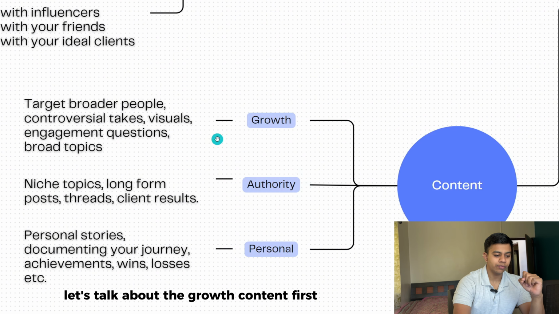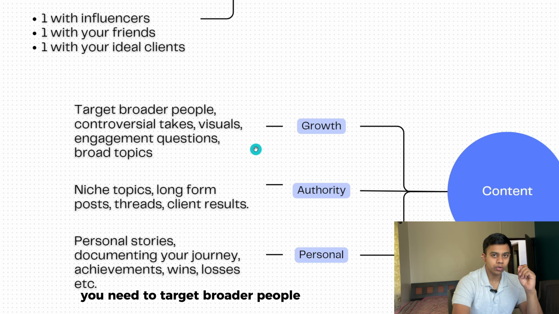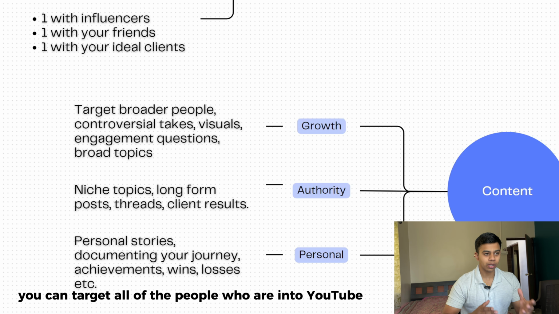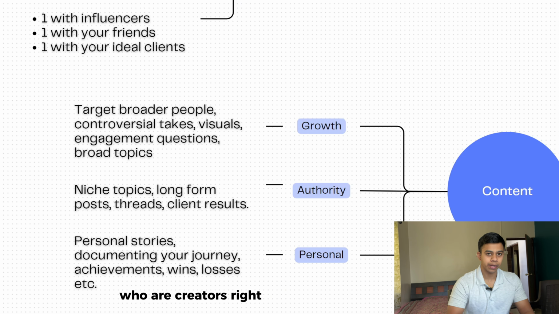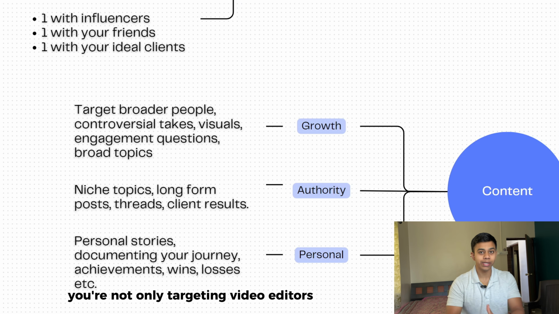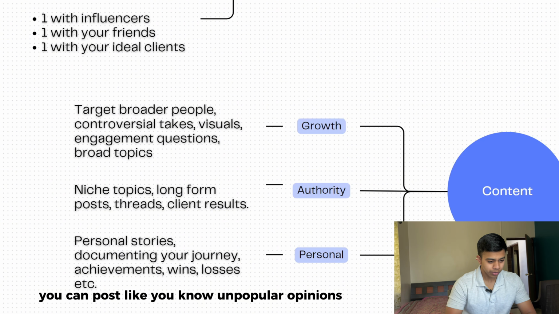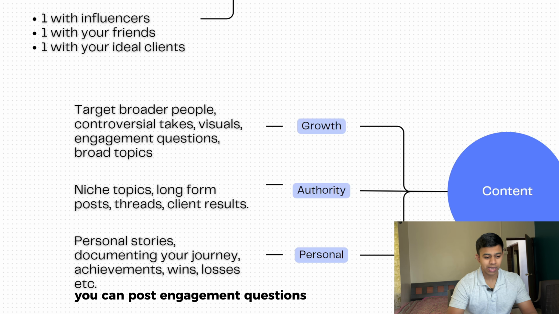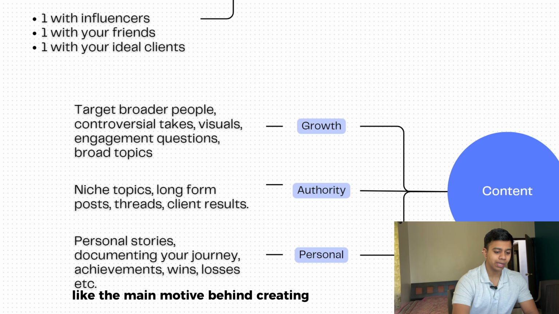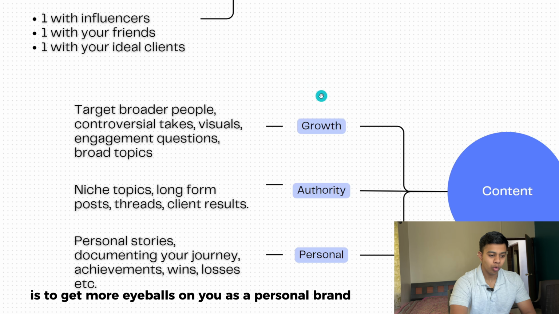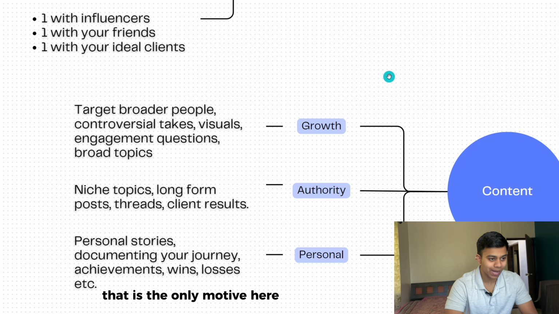Let's talk about the growth content first. In this type of content, you need to target broader people, like a broader niche. Let's say if you're a video editor, you can target all of the people who are into YouTube or video creation, who are creators, right? This is the broader niche. You're not only targeting video editors. You can post some controversial takes, unpopular opinions, engagement questions, and visuals. Basically, the main motive behind creating growth content is to get more people on your profile, to get more eyeballs on you as a personal brand. That is the only motive here.